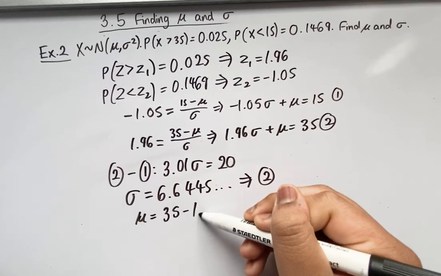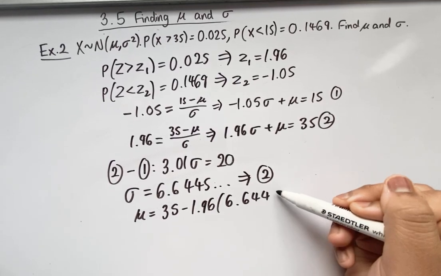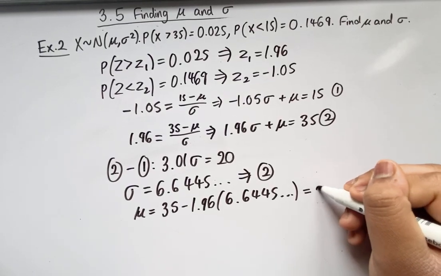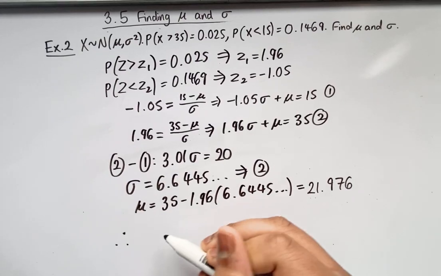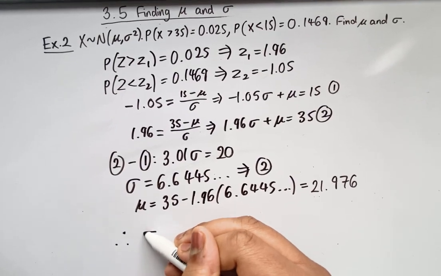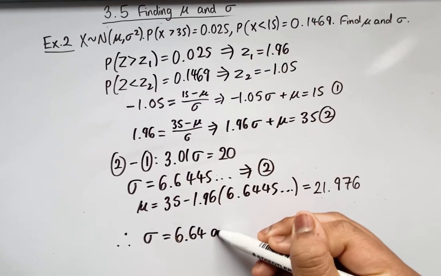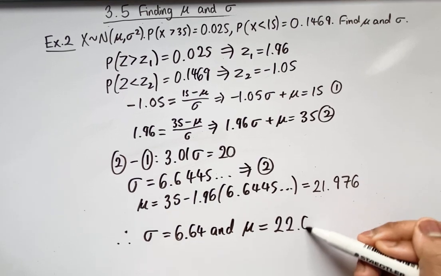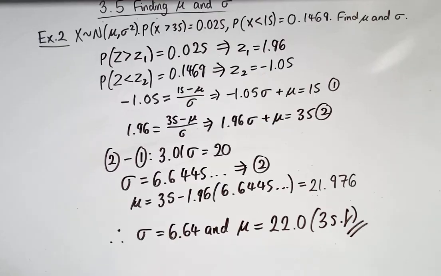35 minus 1.96 times 6.6445 and so on, which gives us about 21.976. And so therefore we can say that the standard deviation sigma is equal to 6.64, and mu, the mean, is equal to 22.0, both to 3SF. And that is about it.